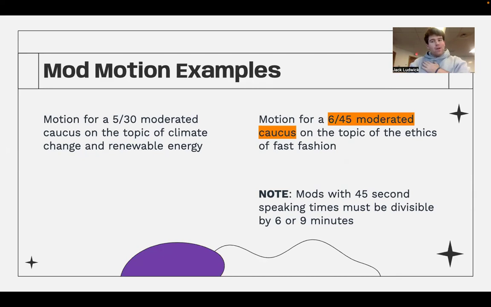An important note when you're making these motions, because the chairs will do the math on it, you have to make sure that the first number, the total time, is divisible by the second number. So for example, 45 seconds is usually a weird one. As long as you're going in sequential numbers of three, so 3, 6, 9, 12, it will be divisible. A 1 minute individual speaker's time is easy. That just goes into whole number times. And then 30 seconds is the same thing. This really is only a problem for 45 seconds.